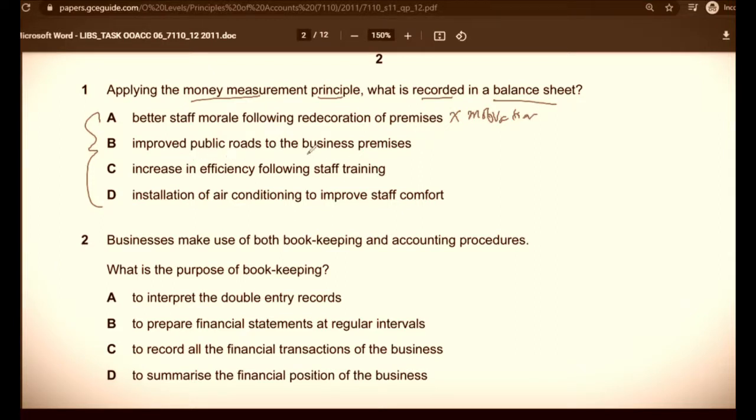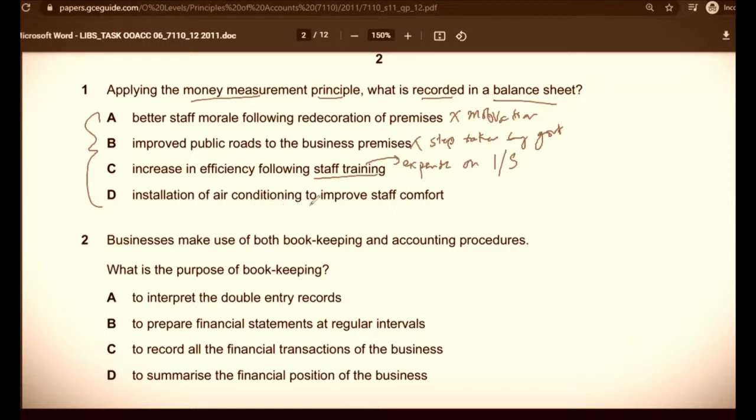Improved public roads to the business premises. No, this is a step taken by government. So this has no accounting implications on balance sheet. Increase in efficiency following staff training. Again, staff training is an expense, and this would be on income statement, not on balance sheet.